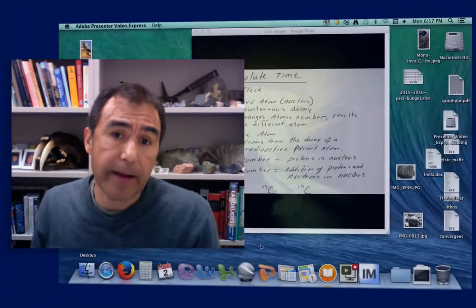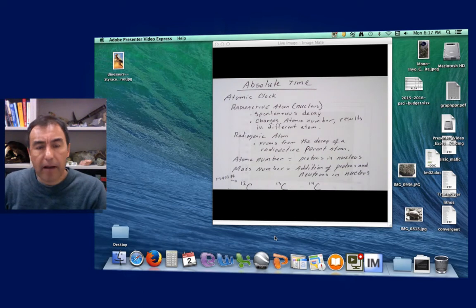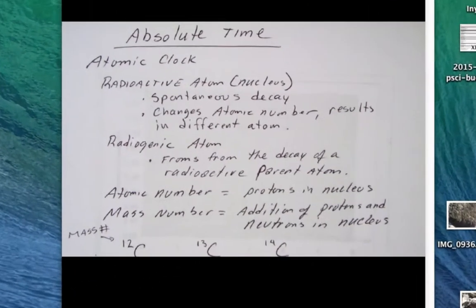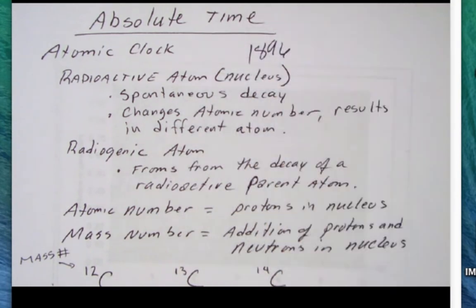I'm Dr. Robert Lopez, and today I want to finish off geologic time. I'll be talking about radioactivity and absolute time. So remember, absolute time is based on the atomic clock, and that's radioactivity. And it was discovered in 1896 by Henri Becquerel.